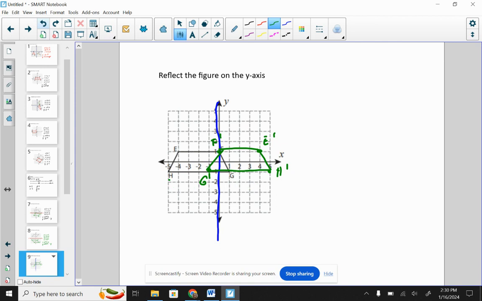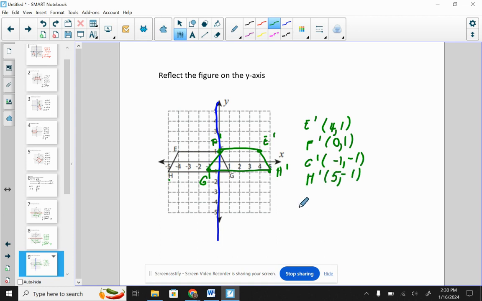So my E prime is now at 4, positive 1. My F prime, that one didn't change because it was right on the mirror line. My G prime is now -1, -1. And my H prime is now 5, -1.